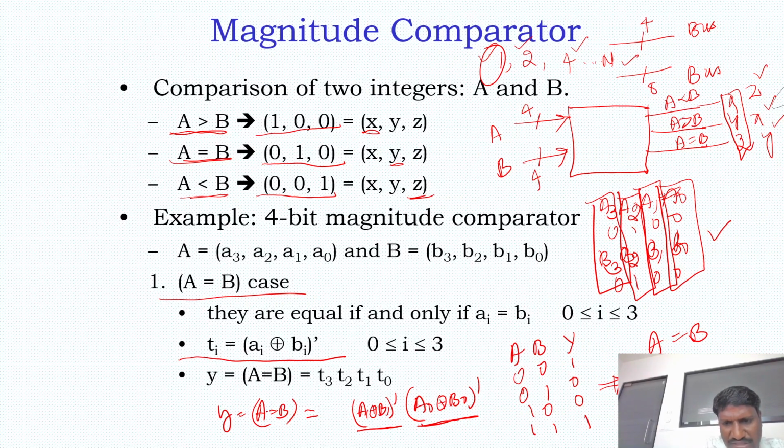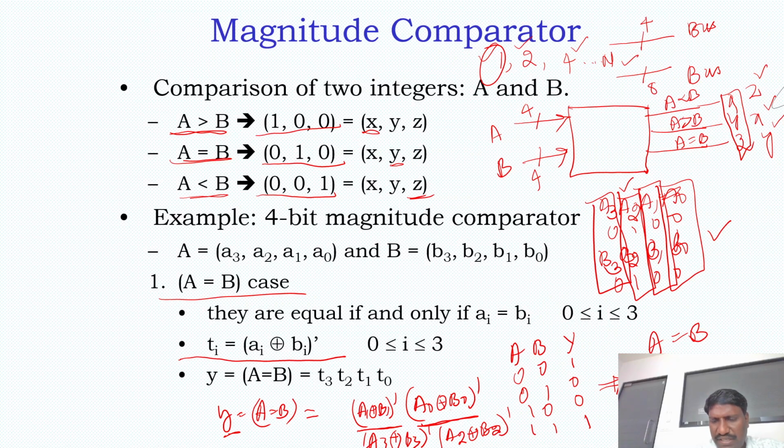Further, if A2 exclusive OR with B2 complemented is 1, what is the meaning of that? A2 is equal to B2. Similarly, A3 exclusive OR with B3 whole complement. If this is 1, this is 1, this is 1 and this is 1, then Y is 1. That means if all are 1s, then A equals B. So the idea is very simple.